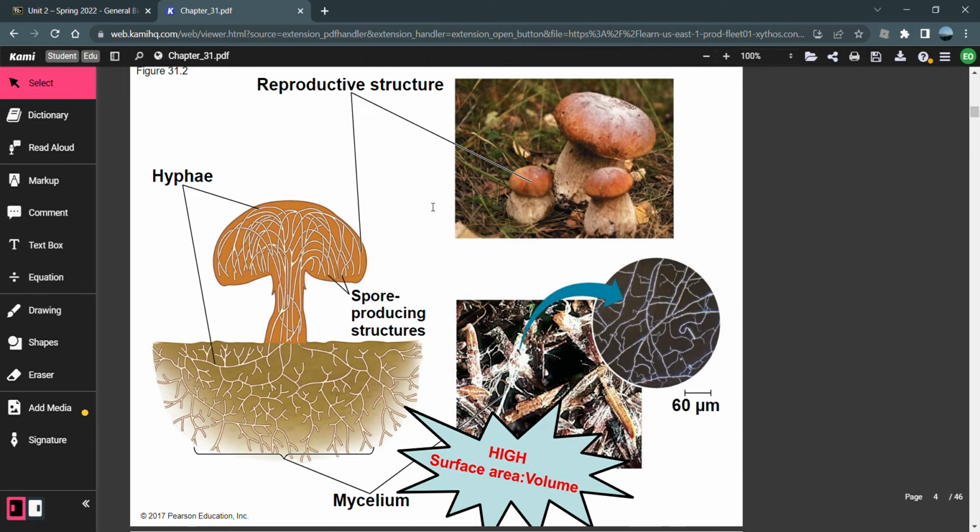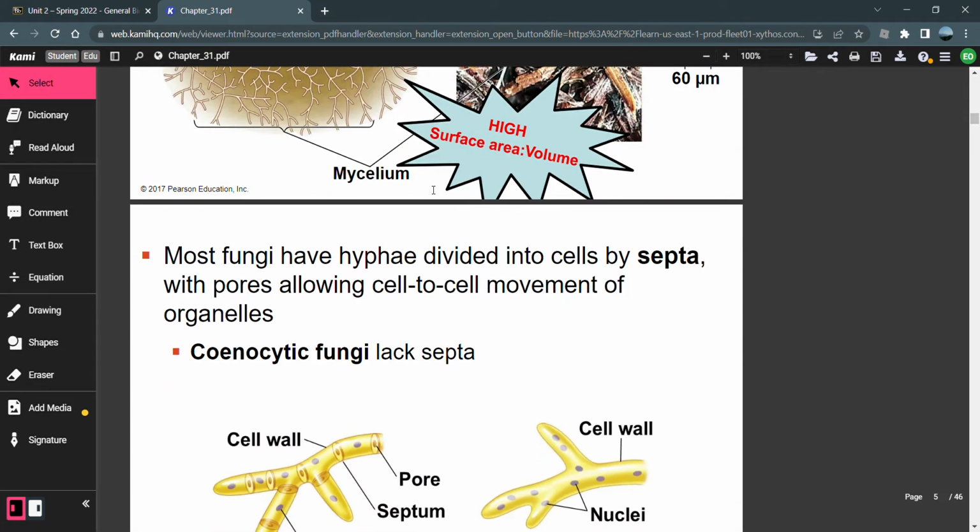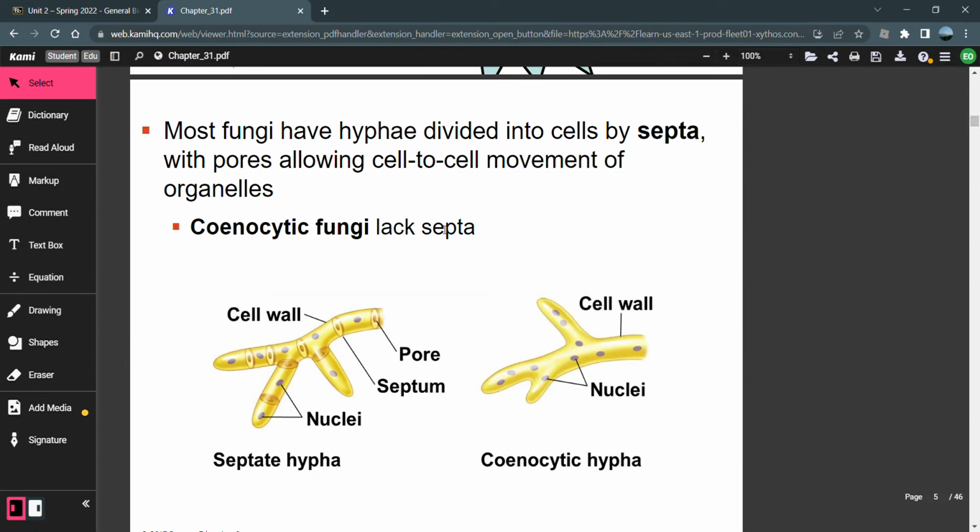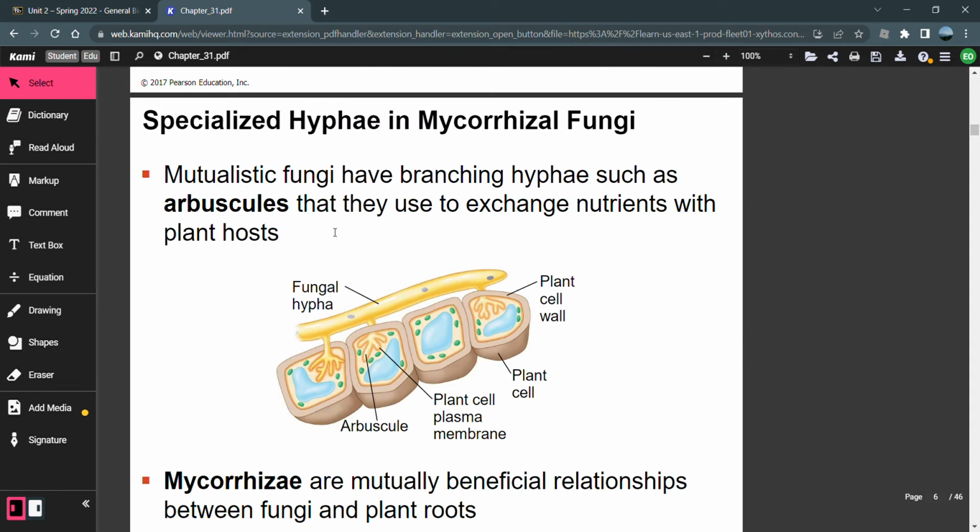Fungi will also spend more time and energy creating longer hyphae than making them thicker. This creates a high surface area to volume ratio. There are two types of hyphae: hyphae that are divided into cells by septa, so this is a septate hypha, and hyphae that do not have septa. They have one continuous long cytoplasm, which is called coenocytic fungi.